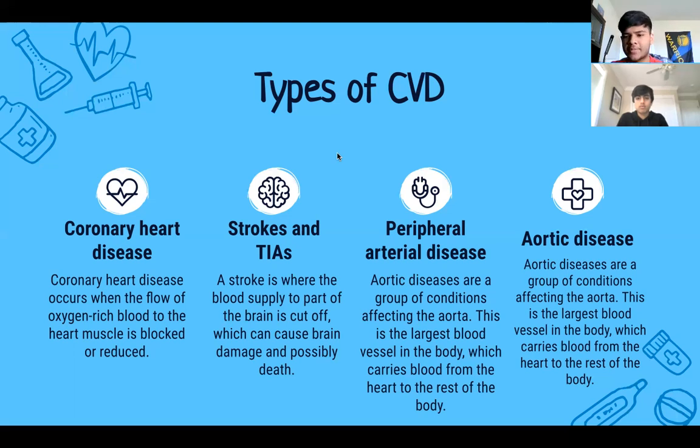So let's get on with the face part of FAST. The face may have drooped on one side, and the person may be unable to smile, or their mouth or eye may have dropped. Next, we have the arms portion of FAST. The person may not be able to lift both arms and keep them there because of arm weakness or numbness in one arm. Now for the speech, or the S part of FAST, their speech may be slurred or garbled, or they may not be able to talk at all.